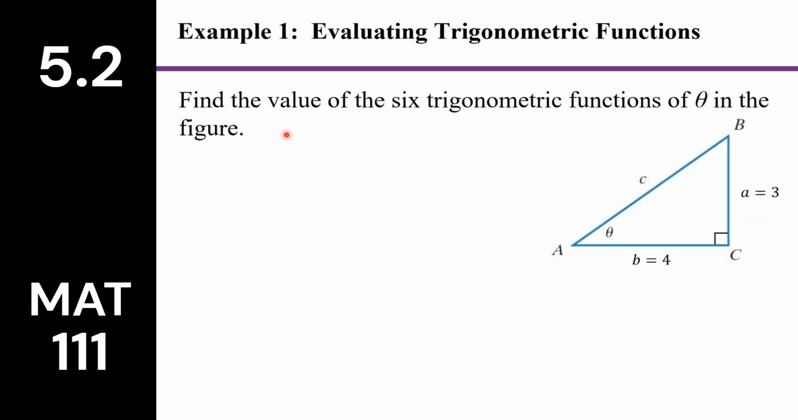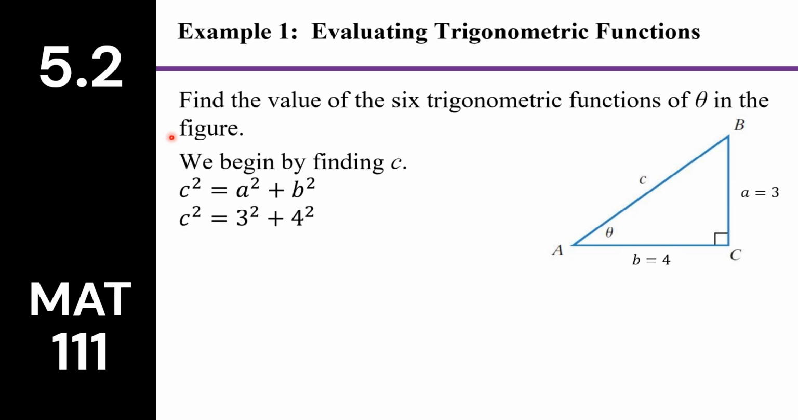Example 1: we want to find the 6 trig values of theta in this figure. The first thing we notice is that the opposite of theta is 3. The leg that's adjacent to theta is 4, but we don't know the hypotenuse. We can use the Pythagorean theorem to find c. c squared equals a squared plus b squared. So we substitute in a and b, and then we simplify. So we get 9 plus 16 is 25. That's c squared equals 25. So c equals the square root of 25, which is 5. So we can replace our c with 5.